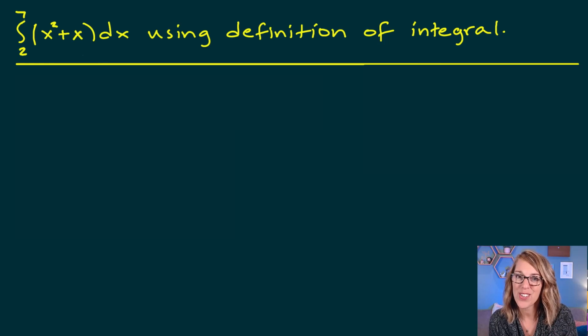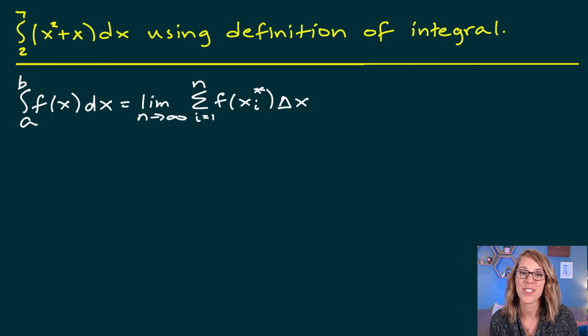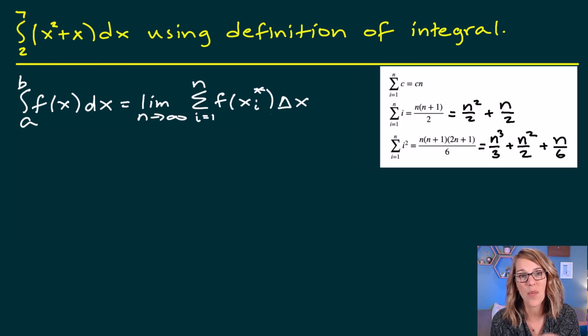Let's find this integral using the definition. First, we're going to need the definition. We're also going to need the summation formulas. And then finally, we've got to figure out what delta x and x sub i star are for our problem.